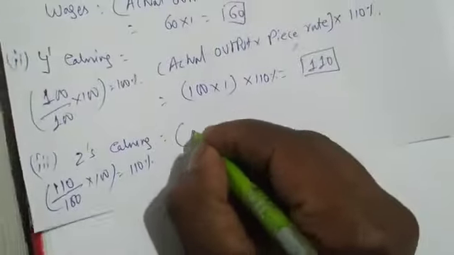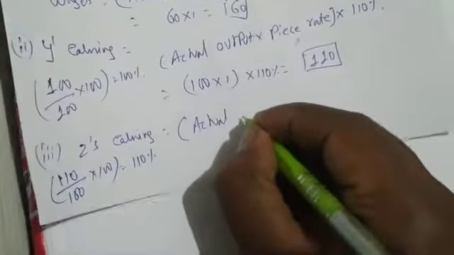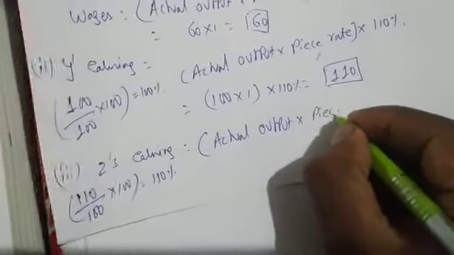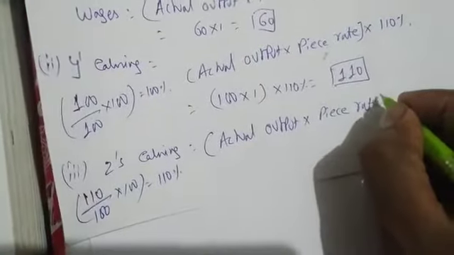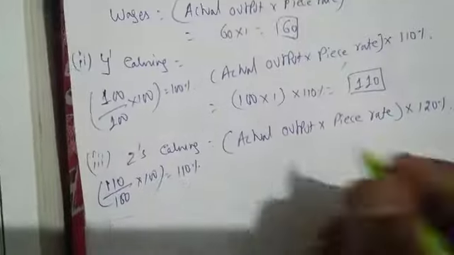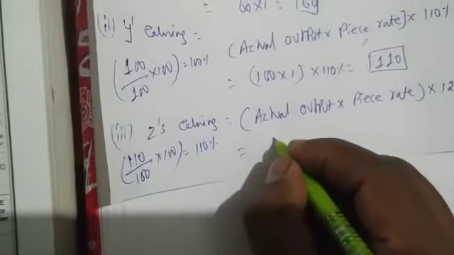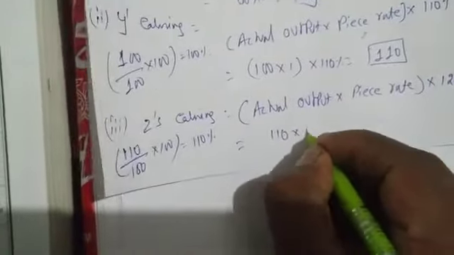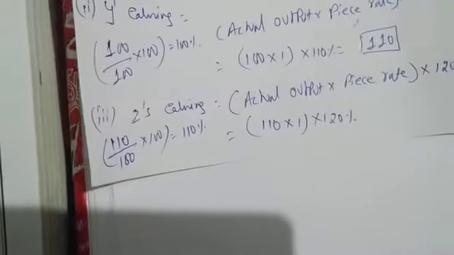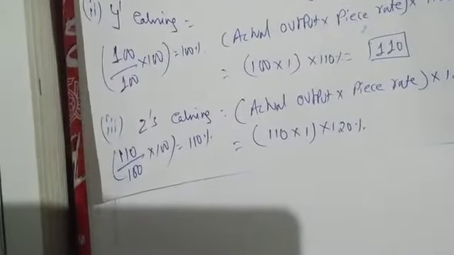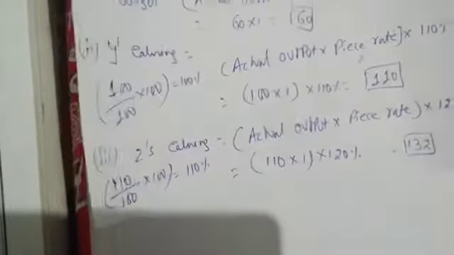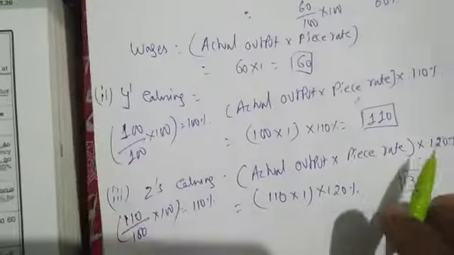So the formula will be actual output into piece rate into 120%. Okay. So actual output, how much units he produced? He produced 110 units into 1 into 120%. So 110 into 120% will get 132 rupees. So Z will get 132 rupees.